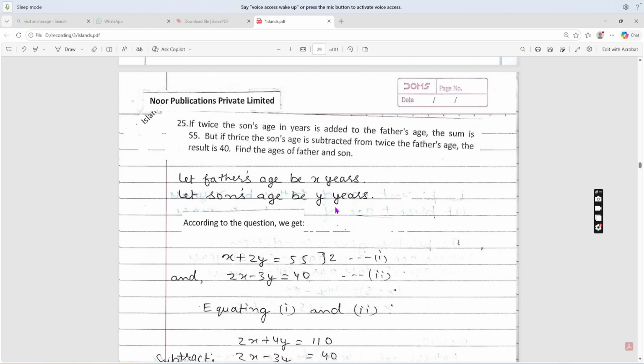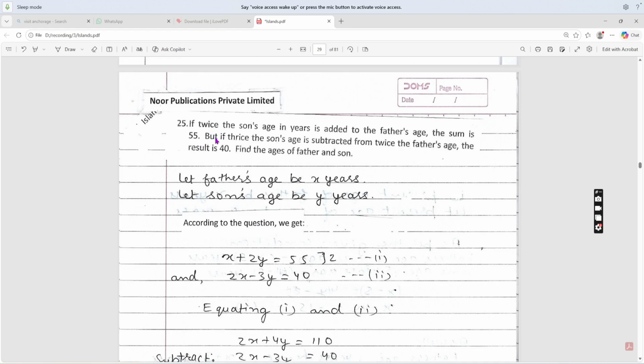Now, according to the first condition, what will we get? X plus 2y. Why? Just see here. If twice the son's age. Now, the son's age is y. What is twice the son's age? That is 2y. Is added to the father's age. So, no ratio is given. So, the father's age is x. So, x plus 2y, because it is clearly mentioned sum, is equal to 55.